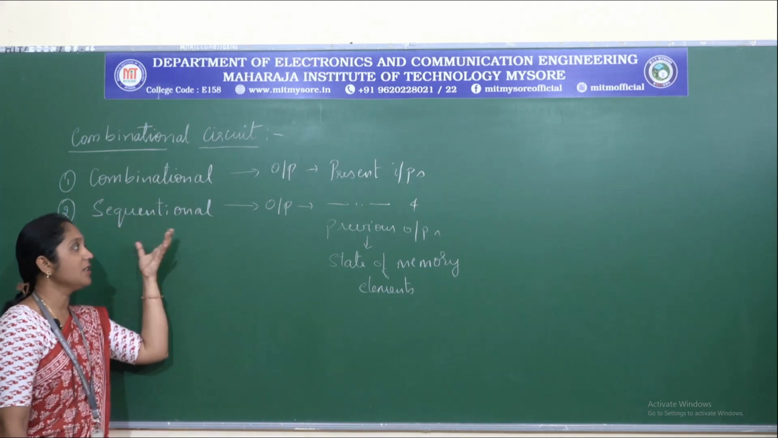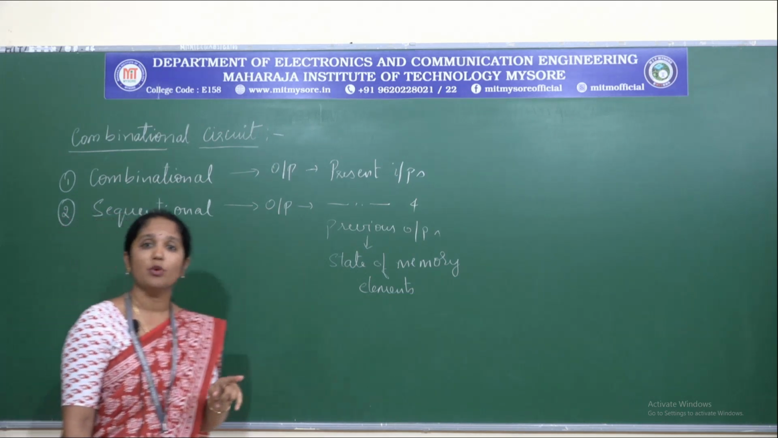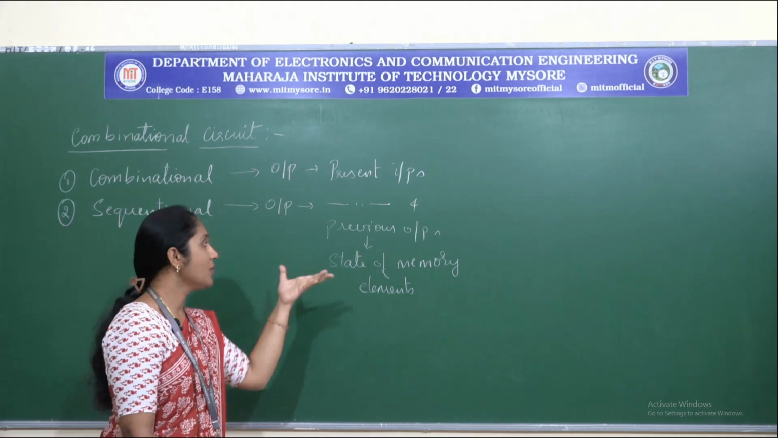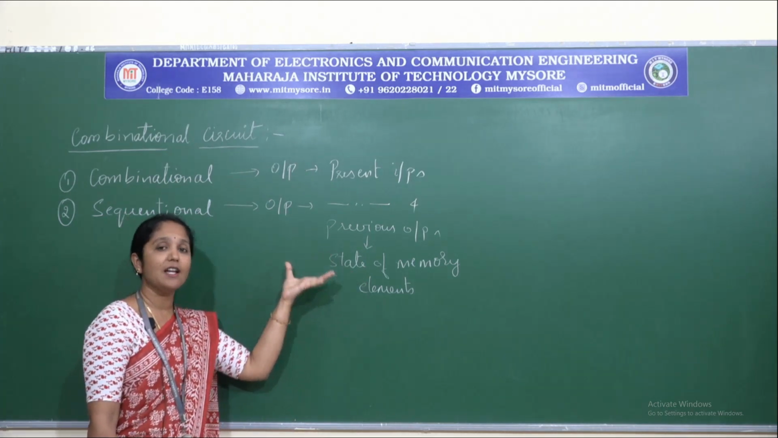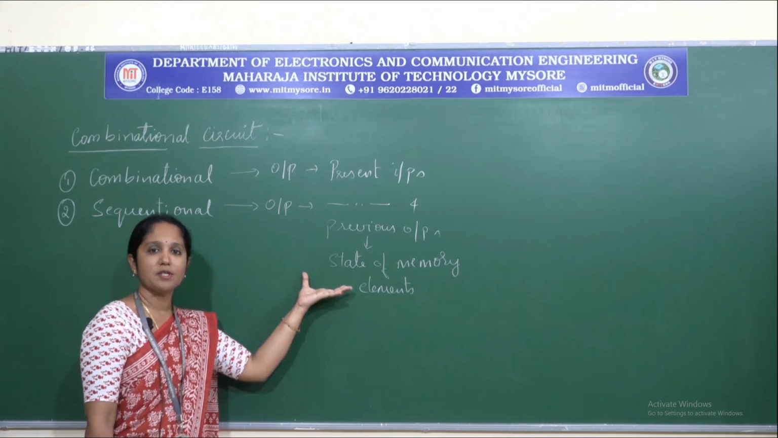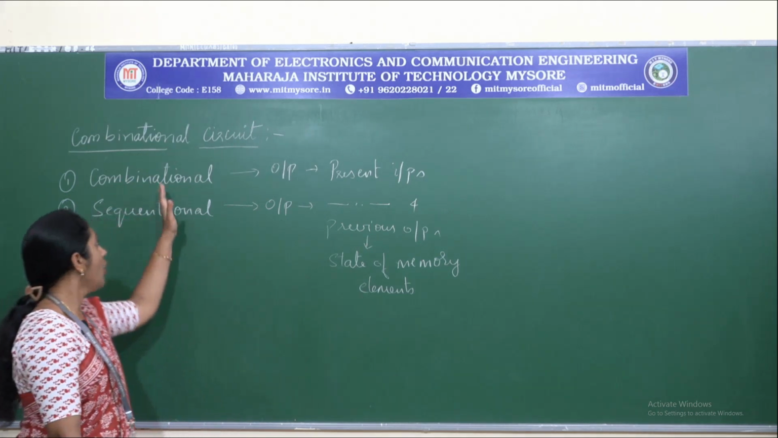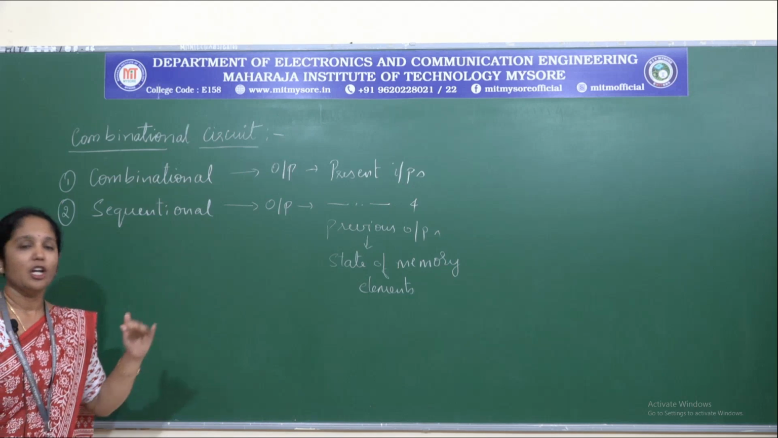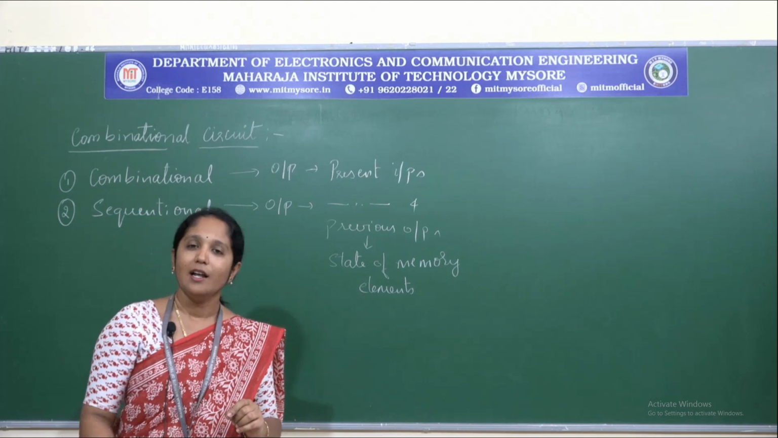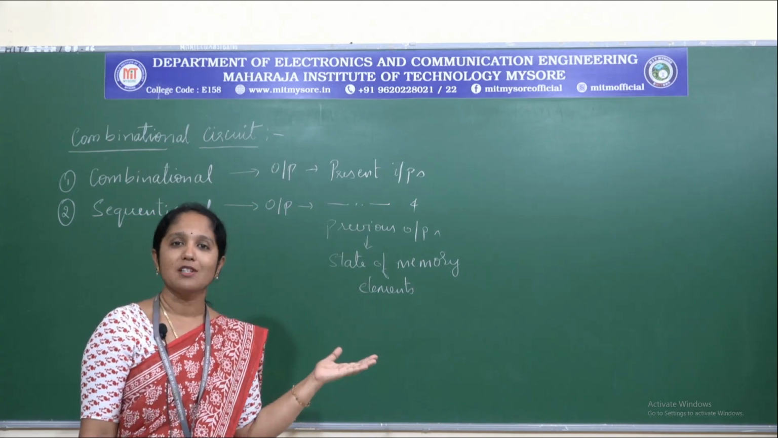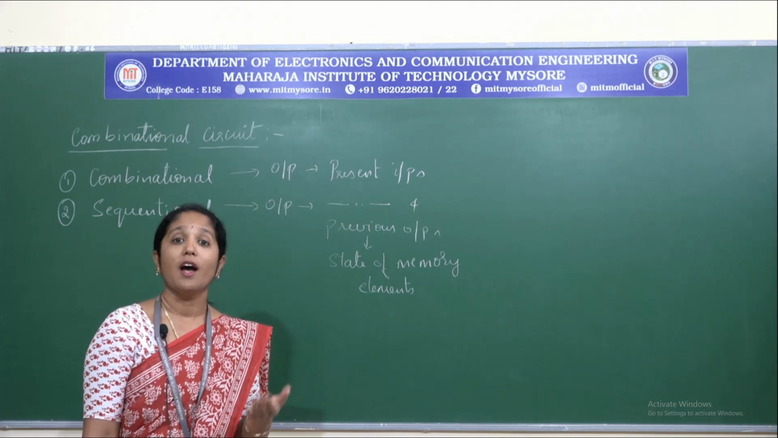Coming to the second type, that is sequential circuits, the output depends on present input as well as the previous output. The previous output is nothing but the content of the memory elements. Therefore it will contain the memory elements, which are nothing but the flip-flops. So this is the basic difference between the combinational circuit and sequential circuit. Now, we have a very simple example of a combinational circuit, that is adder. Let us see a few more points about the combinational circuit and understand what an adder is and what the different types of adders are.